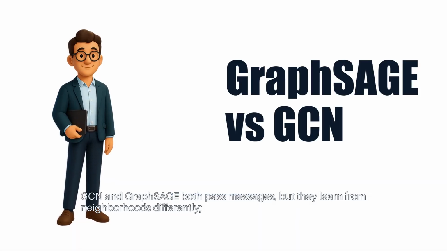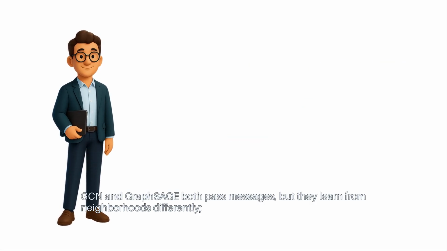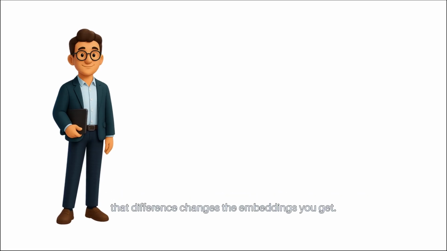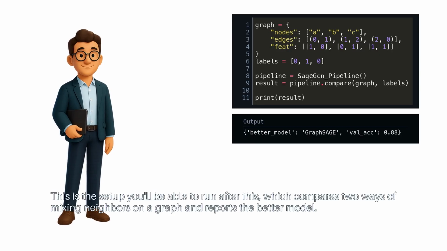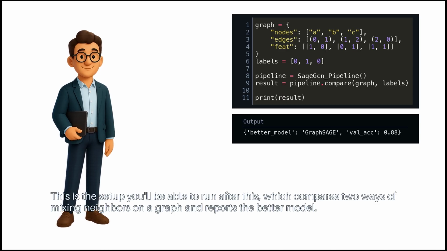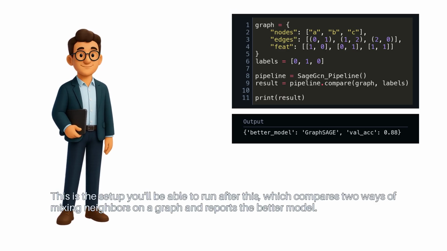GCN and GraphSAGE both pass messages, but they learn from neighborhoods differently. That difference changes the embeddings you get. This is the setup you'll be able to run after this, which compares two ways of mixing neighbors on a graph and reports the better model.